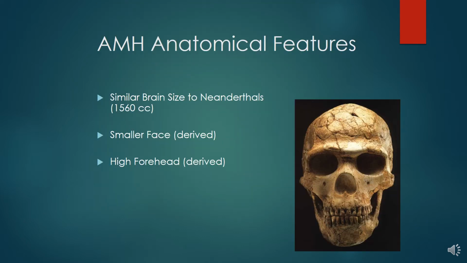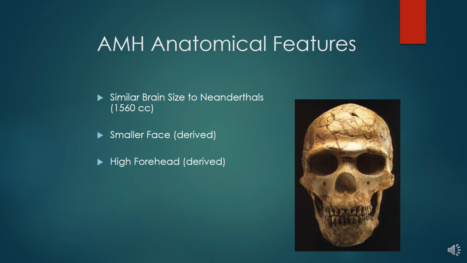So first, let's look at anatomically modern human anatomy. When we look at brain size, we are talking on the order of 1500 to 1600 cc's. And this is similar in size to what we saw for Neanderthals.